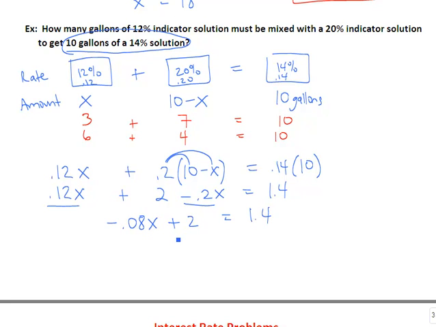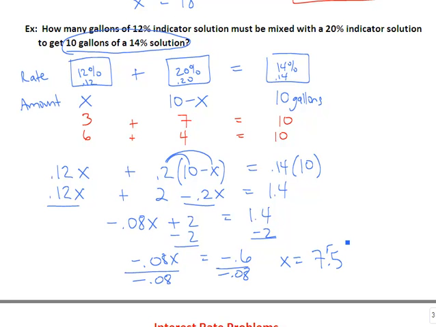Now we're going to get our numbers together, so let's subtract 2. So negative 0.08x equals 1.4 minus 2 is negative 0.6. And to finish solving, we're going to divide both sides by negative 0.08. Lucky for us, the two negatives cancel out because we want to end up with a positive answer here. And negative 0.6 divided by negative 0.08 is 7.5.